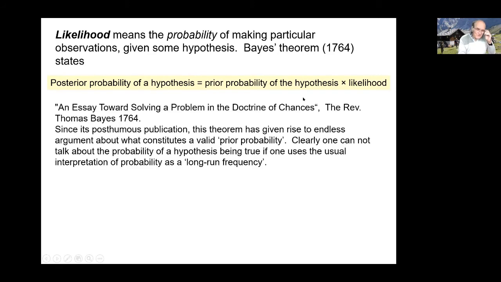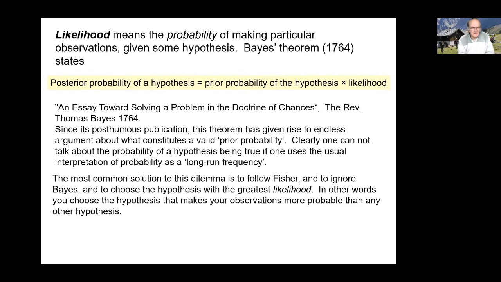Now, this, of course, was controversial when it was first written in 1764 and has continued to be, because you can't talk about the probability of a hypothesis being true in the usual long-term frequency definition of probability. So, clearly the sun goes around the earth or the earth goes around the sun, and the probability of one of those being true rather than the other can't be interpreted in a frequency sense. It doesn't go around the sun 95% of the time.